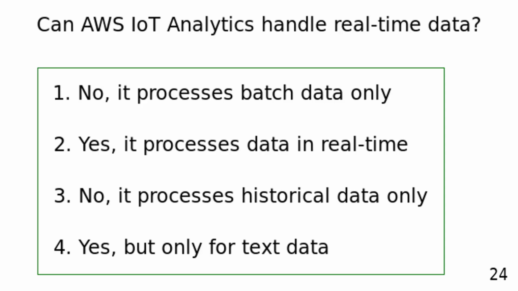Can AWS IoT Analytics handle real-time data? No, it processes batch data only. Yes, it processes data in real time. No, it processes historical data only. Yes, but only for text data.